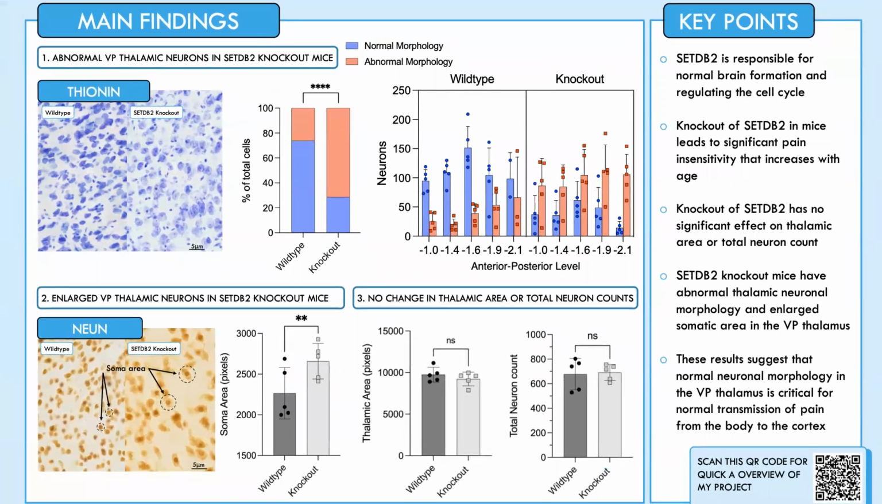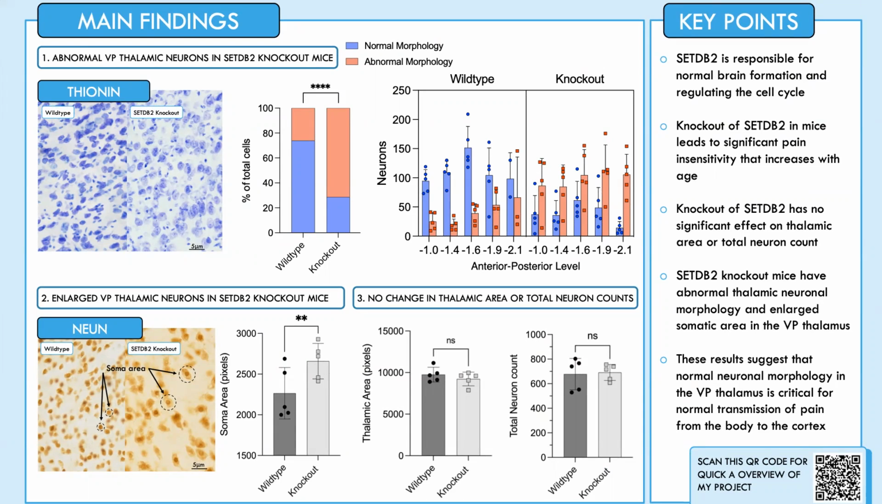My first main finding is that out of all the cells counted, 25% of them were abnormal in the wild-type mice, whereas 70% of them were abnormal in SETDB2 knockout mice. The graph on the far right shows the average number of morphologically normal neurons in blue and abnormal neurons in red, from the front to the back of the VP thalamus in both wild-type and SETDB2 knockout mice.